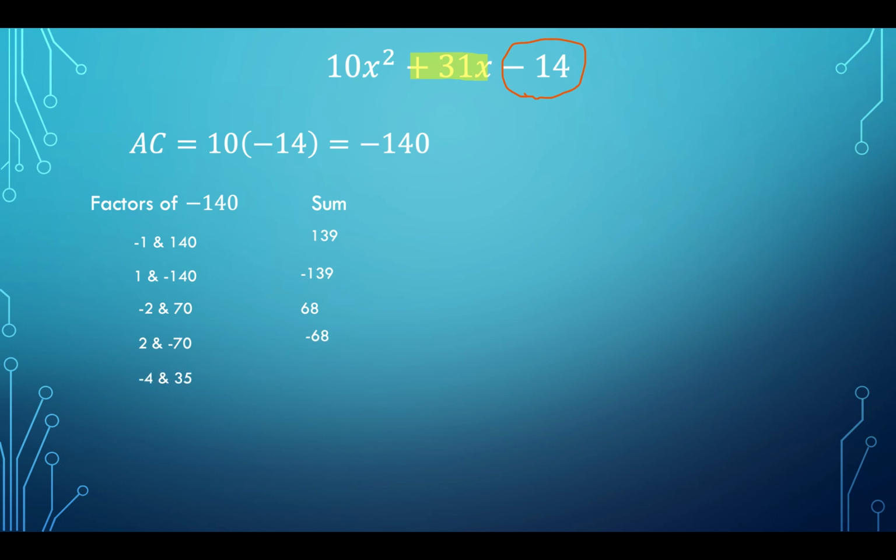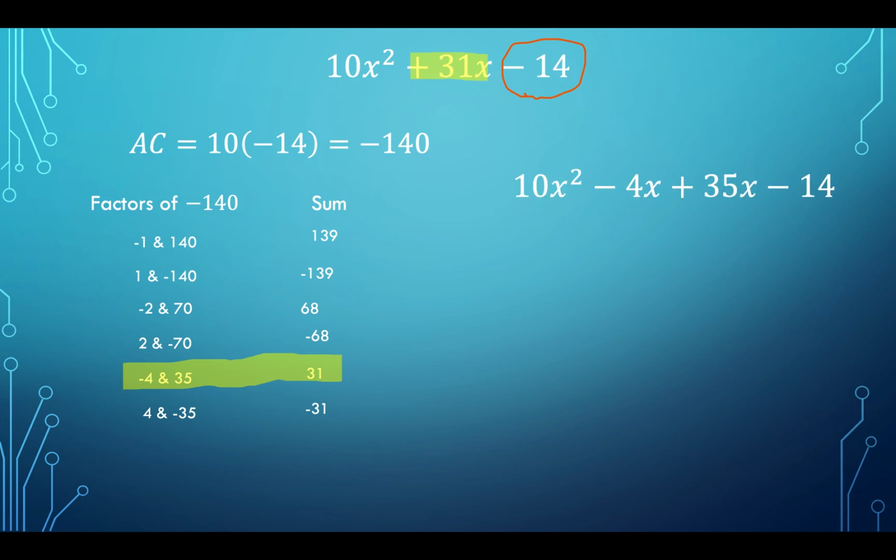We could do negative 4 and 35. Their sum is 31. We could also do 4 and negative 35, and their sum is negative 31. And we can keep listing more factors, but I'm stopping here. Why? Because we need our sum to add up to positive 31, and I already have that positive 31 right here. So negative 4 and 35 give us negative 140, but when we add them together, we get 31. So that's why we're going to use negative 4 and 35.